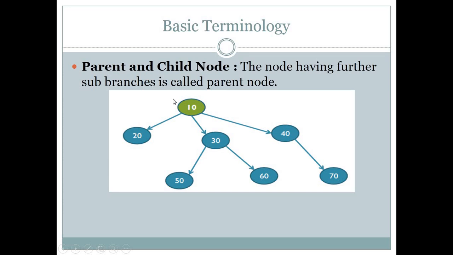In a tree there will be only one root node, but there can be many parent nodes. Okay, so here we can say that 10 is a root node, also it is a parent node. 30 is a parent node, 40 is a parent node. 10 is a parent, so for that 20, 30 and 40 are child nodes. 30 is a parent node, so 50 and 60 are the child nodes. And for 40, 70 is a child node. This is known as parent node, and these are known as child nodes in our tree.